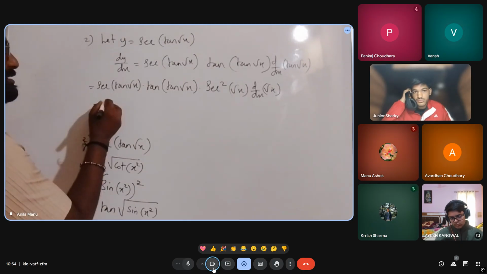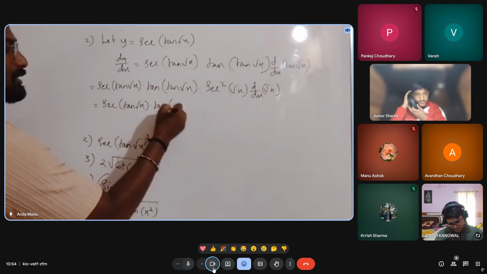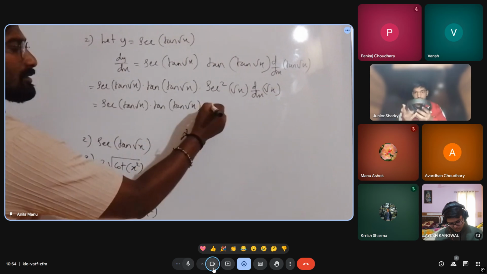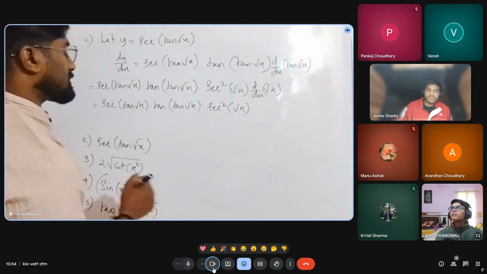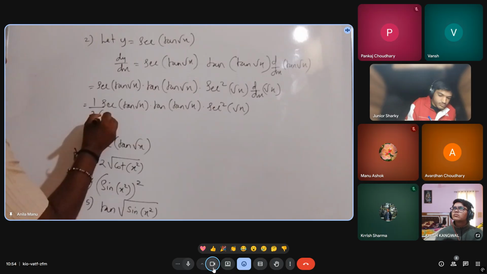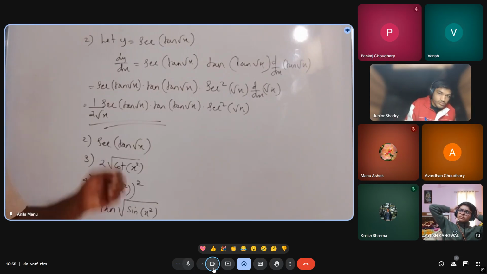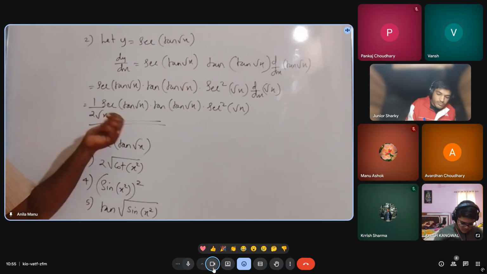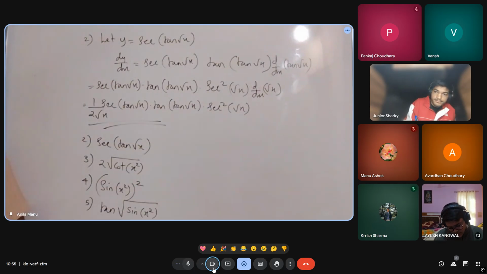Now in the last you will get sec of tan root x, tan of tan root x, sec square root x. Then derivative of root x is 1 by 2 root x. If you want, you can write that in the beginning also. So just write here 1 by 2 root x. This is my answer. Constants we normally write in the beginning, that's why I have written 1 by 2 root x in the beginning. Otherwise, you can write it as all divided by, as you wish. No problem.